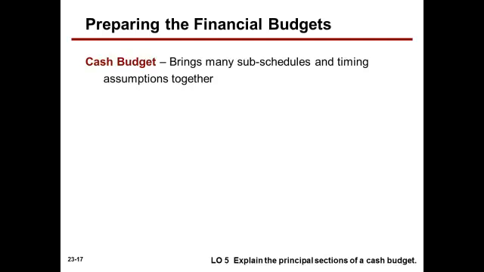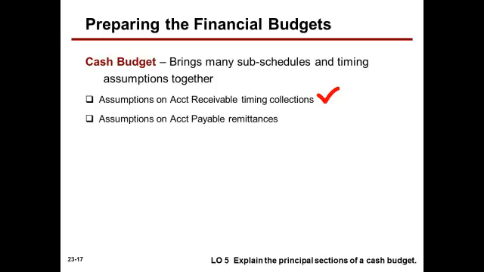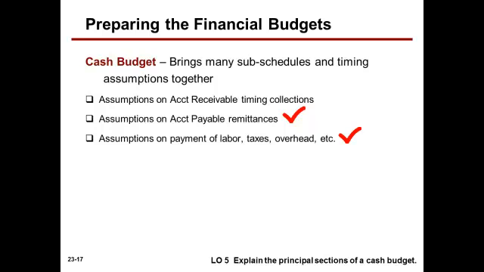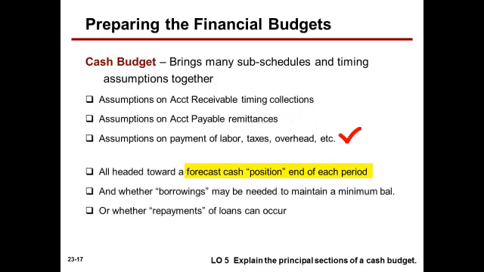As you can see by the prior schedule, the cash budget brings many subschedules and their timing assumptions together. Assumptions on the collections of accounts receivable, assumptions on the payment of accounts payable, payment of labor, taxes, overhead, etc. All this is headed toward a forecast cash position at the end of each period, and whether borrowings may be needed to maintain a minimum balance or whether there is sufficient cash to allow repayment of loans.